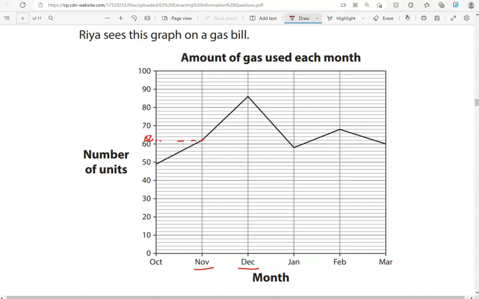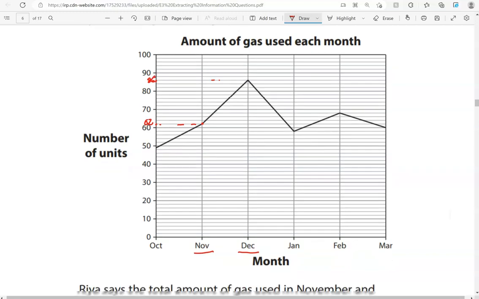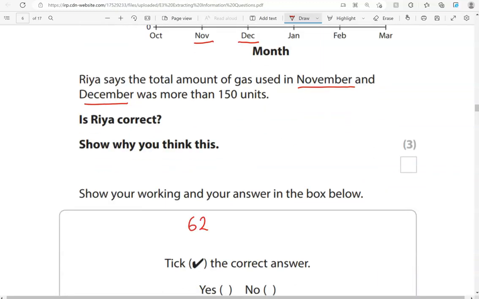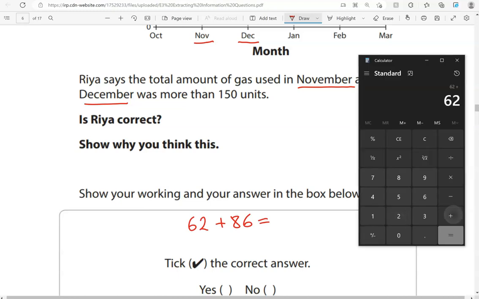For December, it's in between 80 and 90. So 80, 82, 84, 86. So we've got 62 and 86. 62 add 86 gives us 148.